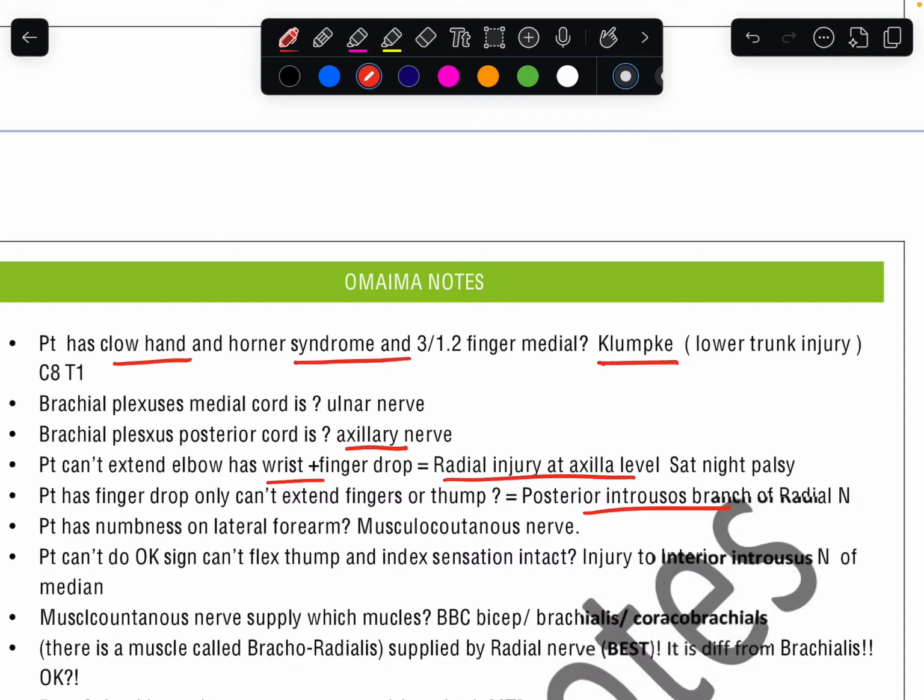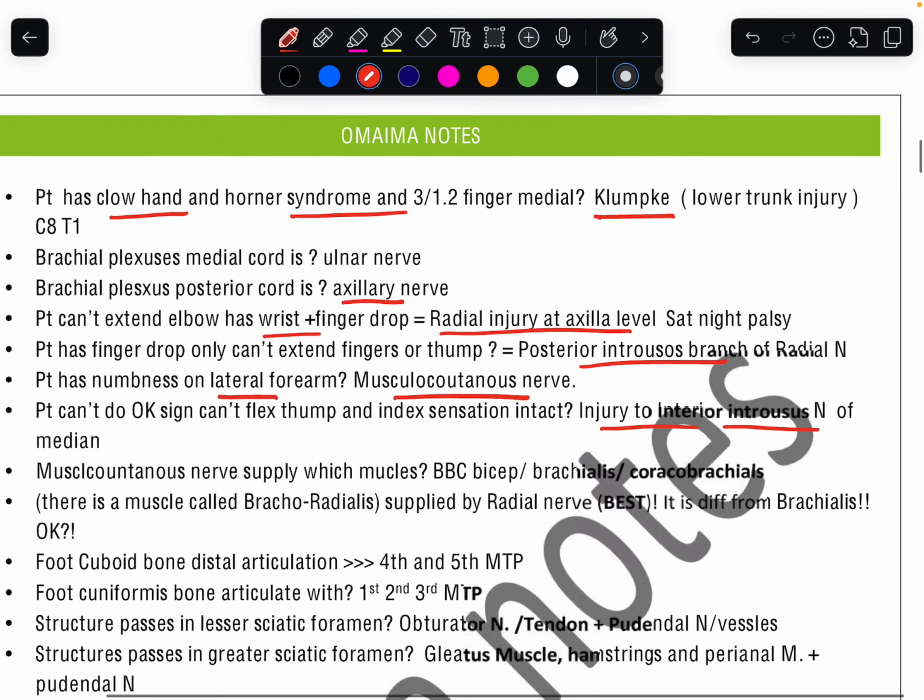Patient had numbness on the lateral aspect of the forearm. Lateral aspect of the forearm is musculocutaneous. Patient can't do the OK sign: injury to the interosseous nerve of the median, anterior interosseous nerve, AIN. OK sign, AIN. Musculocutaneous nerve supplies muscles: biceps, BBC.